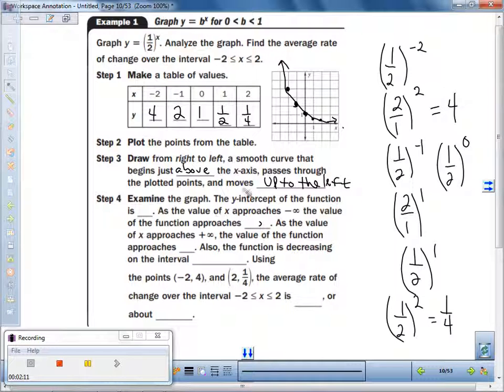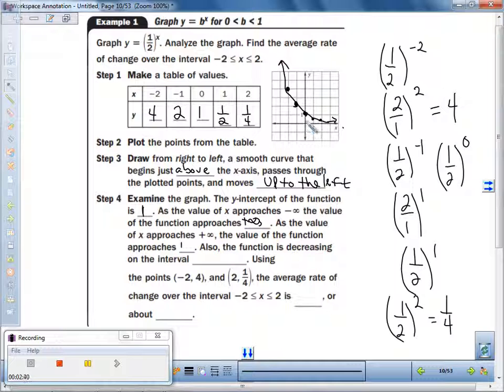Okay, now if you'll notice that we crossed the y-axis at 1, so that's our y-intercept. Okay, as the values of x approach -infinity, we're going this way on the x-axis, what's happening to our graph? It's getting larger and larger and larger as far as the value. So it's approaching positive infinity.